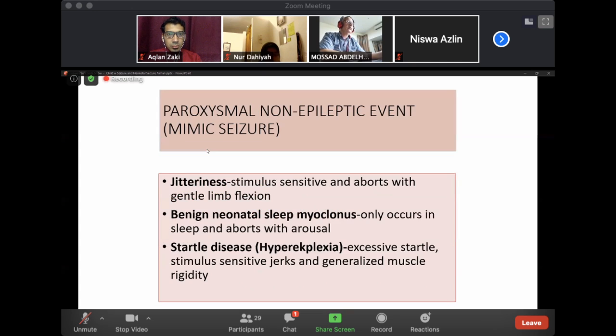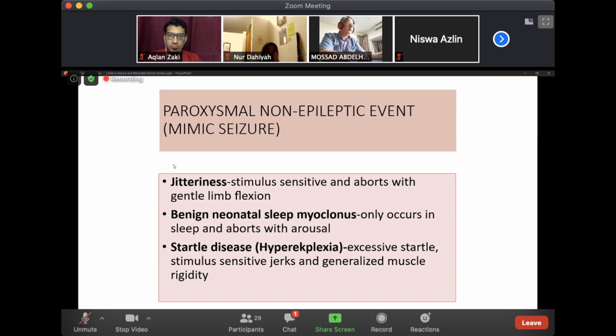Besides seizure, there are also conditions that mimic seizure. So we need to differentiate these conditions and know how to differentiate them from real seizure. This condition is called paroxysmal non-epileptic events.